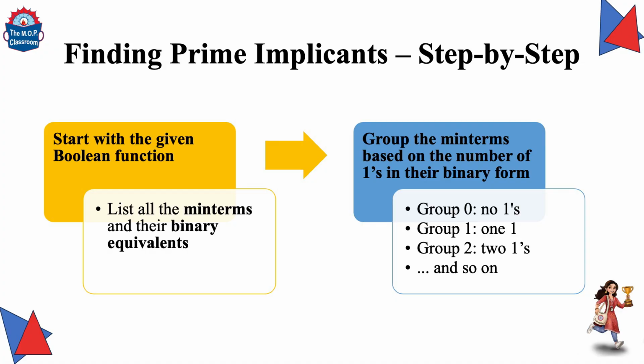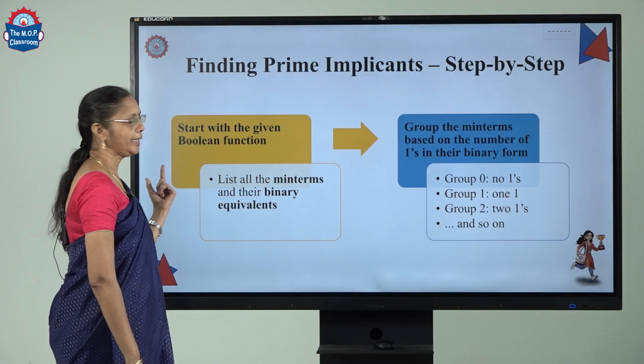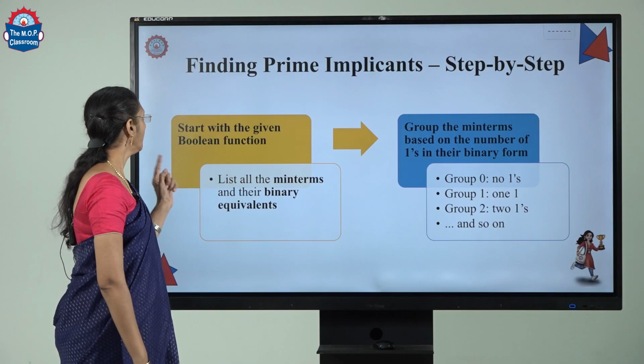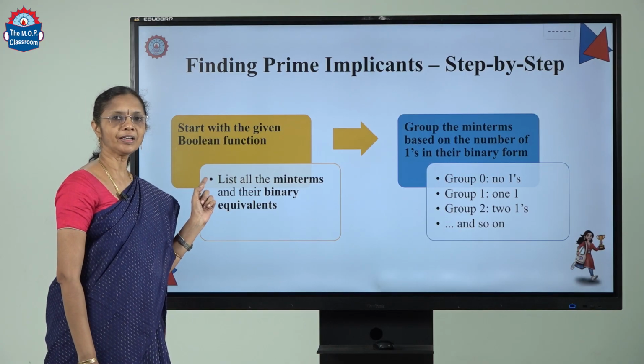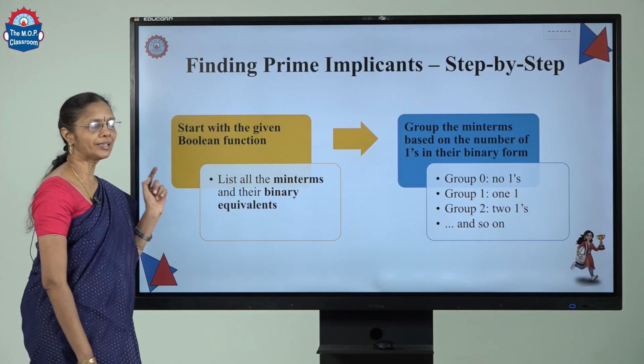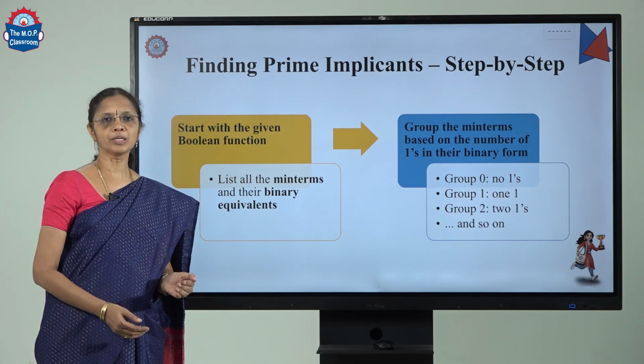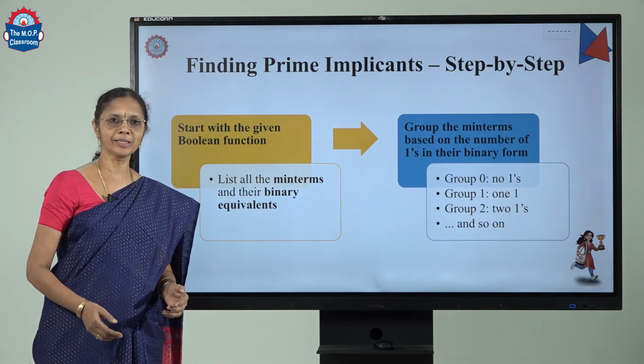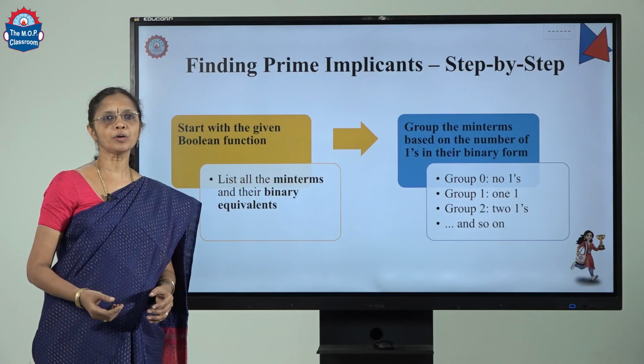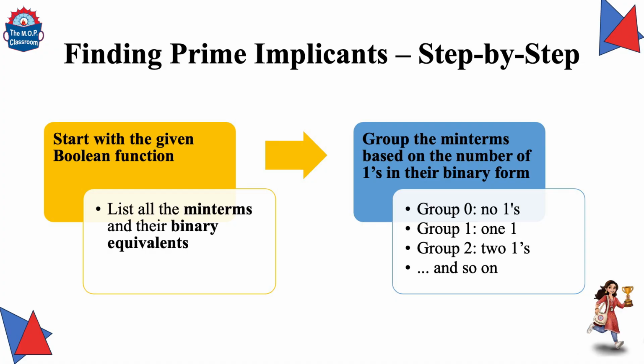So, this is just a two-step procedure. In the first step, as I told you, we have to identify the prime implicants. Now, we shall see how to identify them. It is a step-by-step process. First, start with the given Boolean function, which will have minterms. List out all the minterms and their corresponding binary equivalents. So, make a list of it.